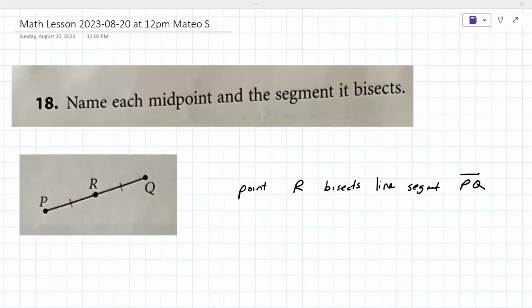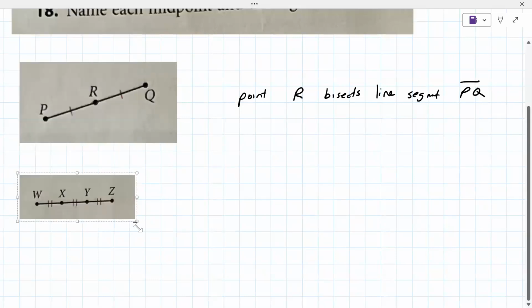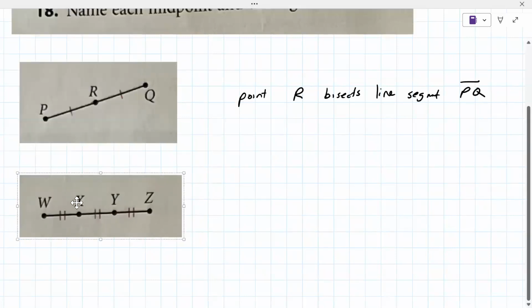So there could be more than one midpoint. We'll see that here in the second example. You can see that X is the midpoint of WY and Y is the midpoint of XZ. So a midpoint means it's right in the middle, and you just have to say as much. You have to say, point X.